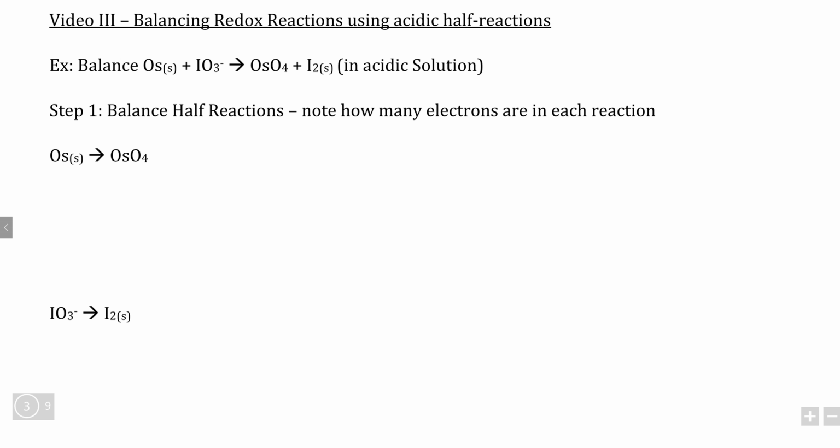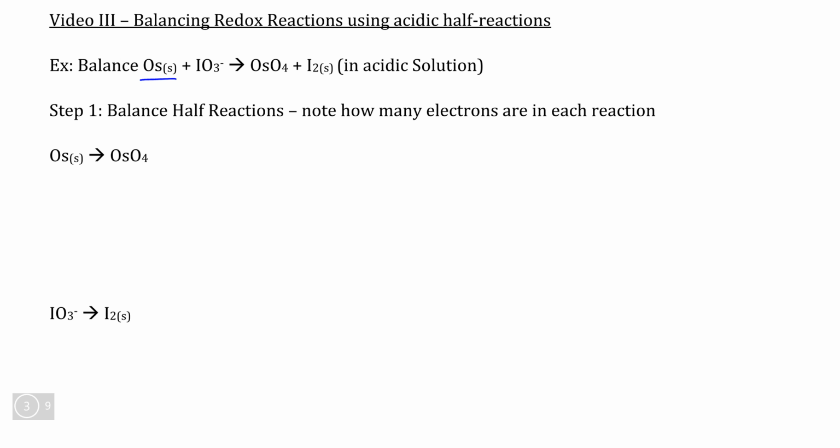In this video, we're going to look at how to use the individual half reactions of an overall redox reaction to balance that overall redox reaction. The simplest way to explain how to do this is simply to take the redox reaction and break it into the two separate half reactions, which is relatively easy to do.